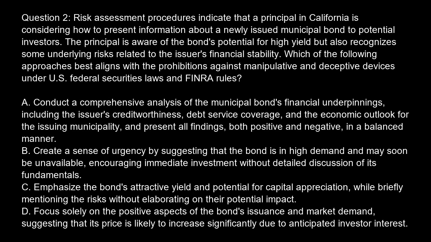Question 2. Risk assessment procedures indicate that a principal in California is considering how to present information about a newly issued municipal bond to potential investors. The principal is aware of the bond's potential for high yield, but also recognizes some underlying risks related to the issuer's financial stability. Which of the following approaches best aligns with the prohibitions against manipulative and deceptive devices under U.S. Federal Securities laws and FINRA rules?